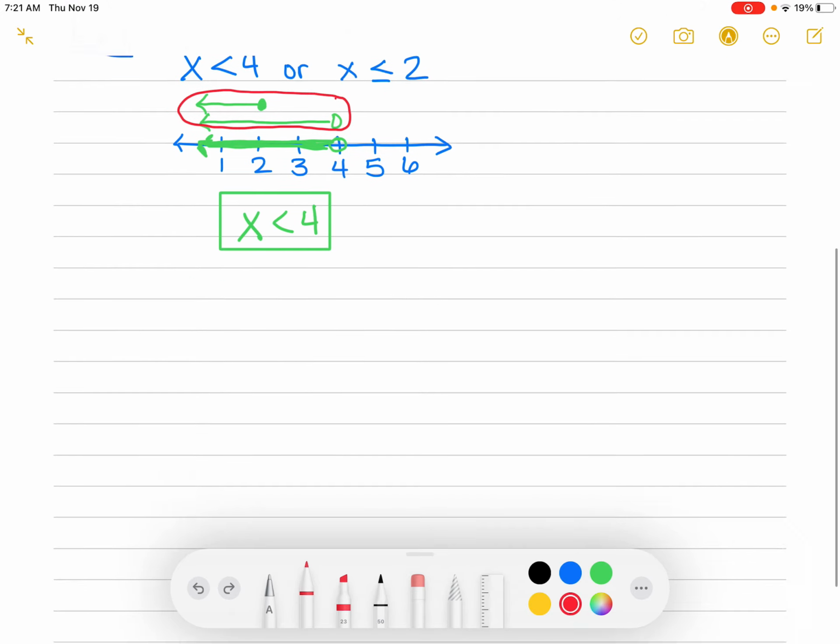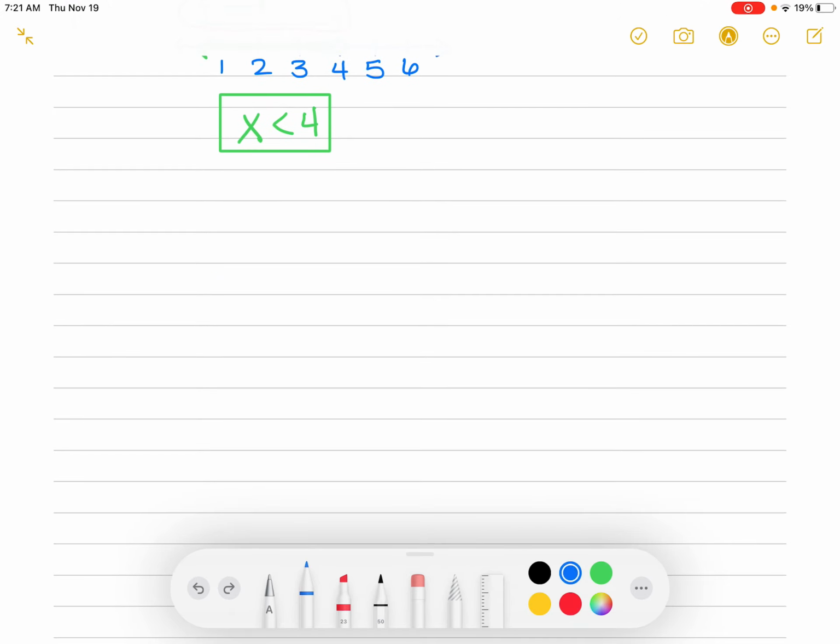Okay, let's move on to another example. Example 2 is x is less than -4 or x is greater than -1. So let's talk about that and or.